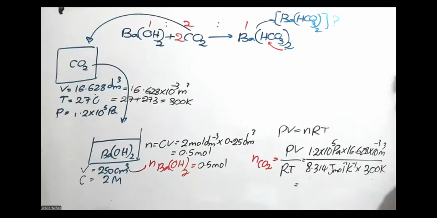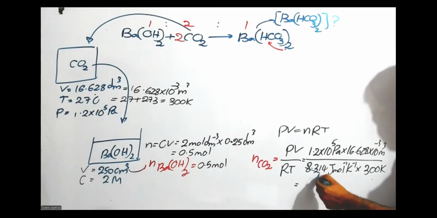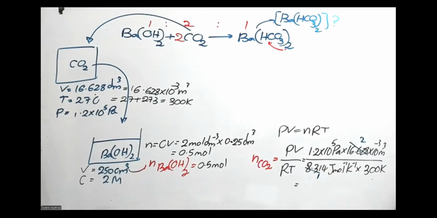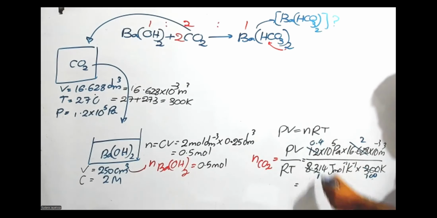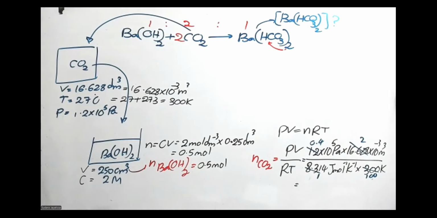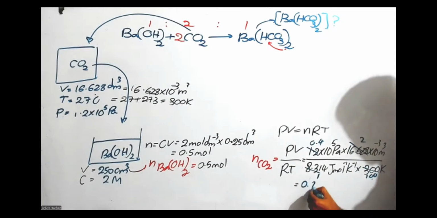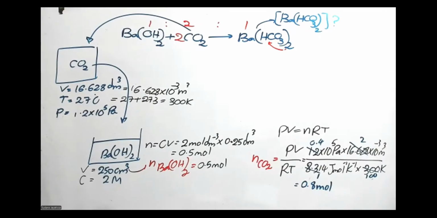So what's going to be the answer? You can see these things are divisible. Here 1, here 2, and this one can be divided, 0.4. 0.4 times 2, 0.8. So it's going to be 0.8 moles. Okay, so those are the number of moles of both reactants, barium hydroxide and carbon dioxide.